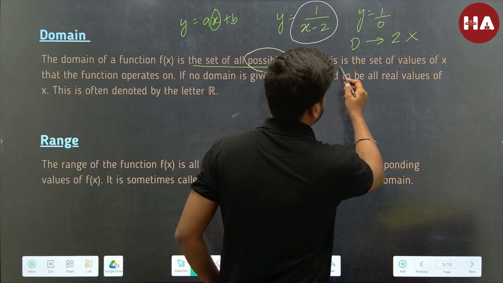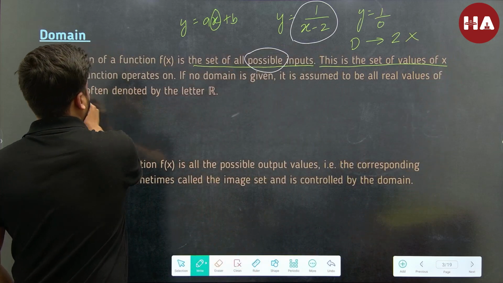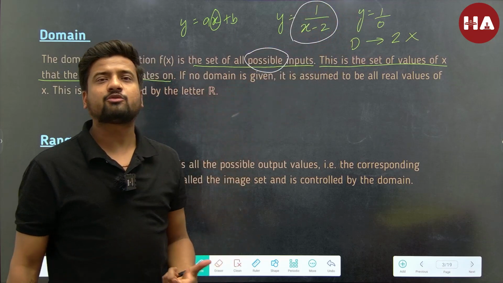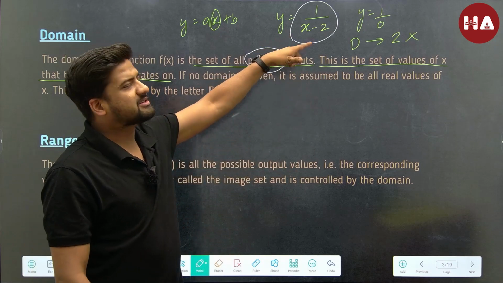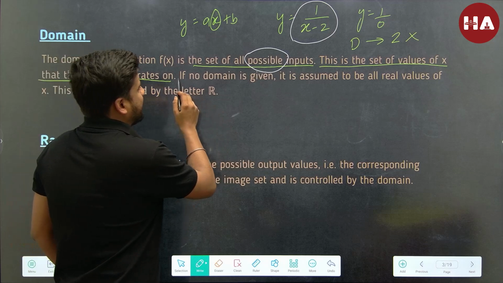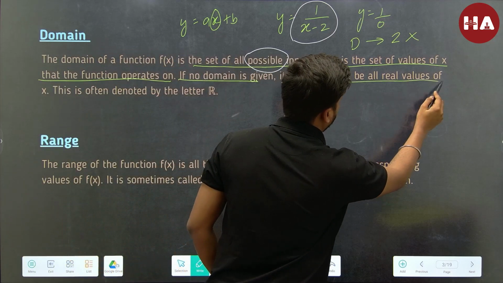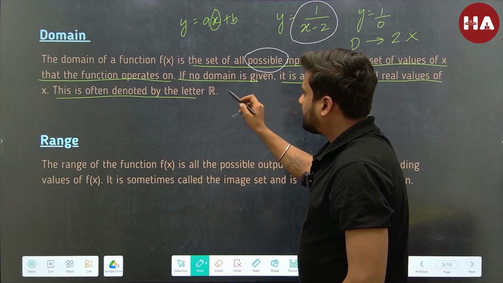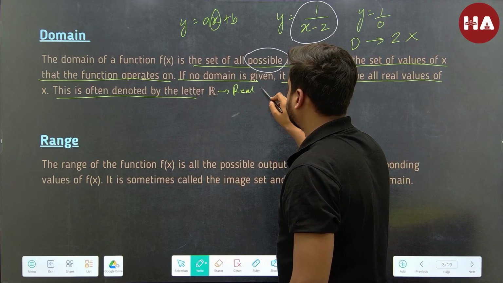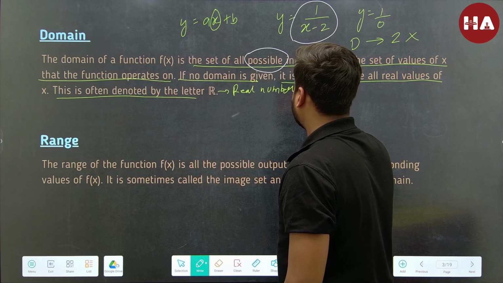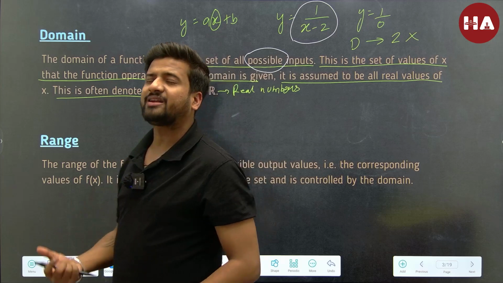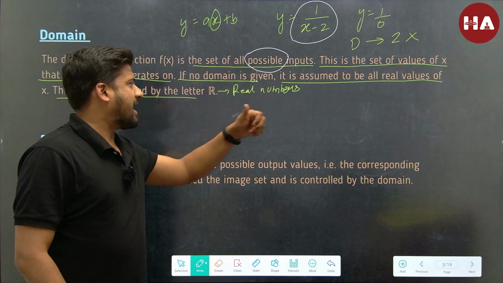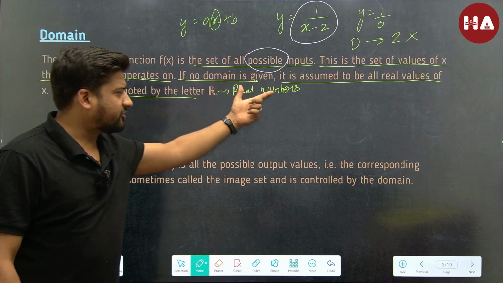Let's continue. This is the set of values of x that the function operates on. The same thing I did here: I tried to operate this function on x equals 2, but I can't do that because the function will be undefined. If no domain is given, it is assumed to be all real values of x. This is often denoted by capital R, the sign of real numbers. If the question does not give me the domain and the function is defined at all places, I'll say that my domain is the set of all real numbers.